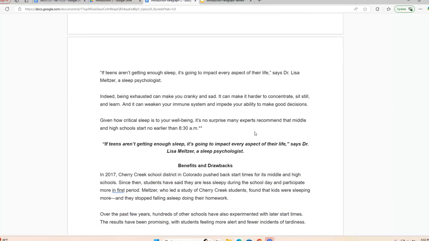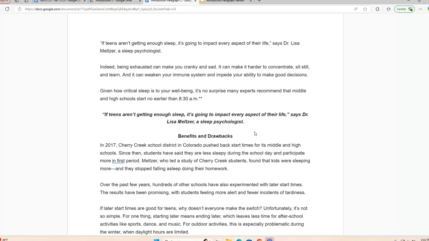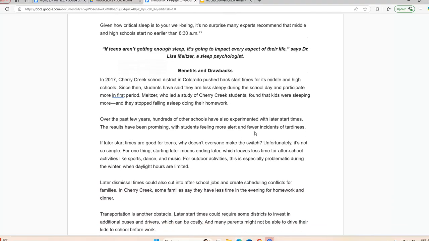And that's a problem. If teens aren't getting enough sleep, it's going to impact every aspect of their life, says Dr. Lisa Meltzer, a sleep psychologist. Indeed, being exhausted can make you cranky and sad. It can make it harder to concentrate, sit still, and learn. And it can weaken your immune system and impede your ability to make good decisions. Given how critical sleep is to your well-being, it's no surprise many experts recommend that middle and high school start no earlier than 8:30 a.m.